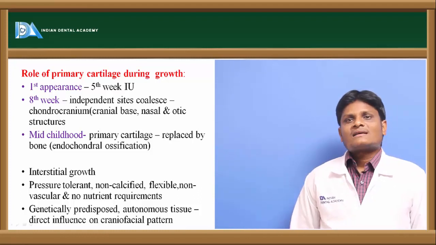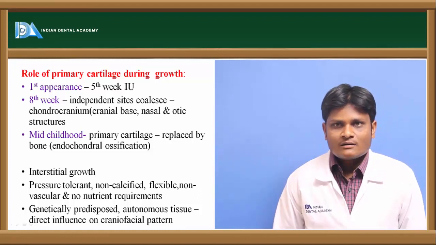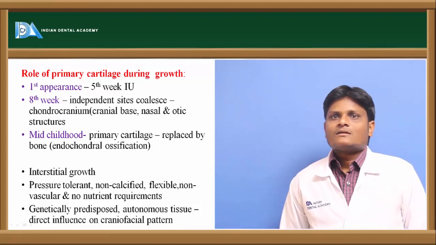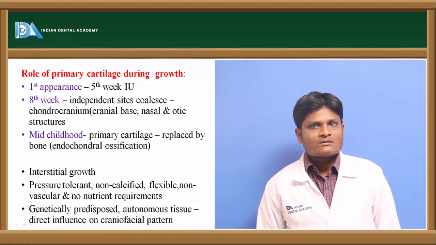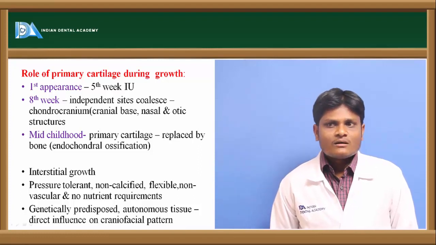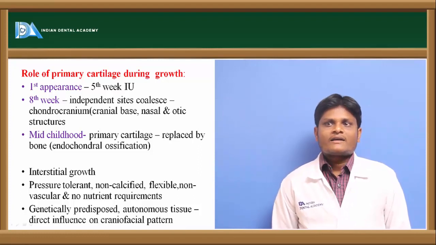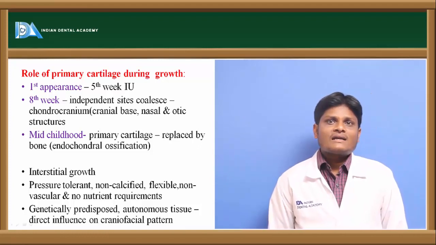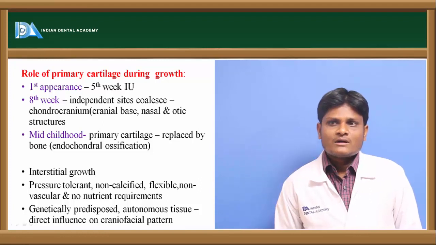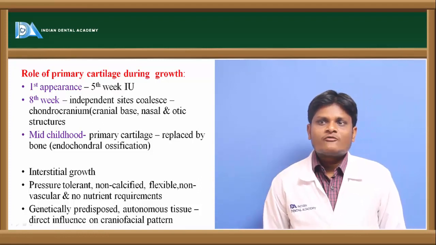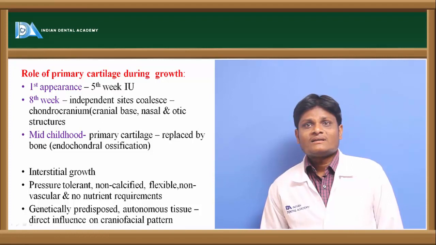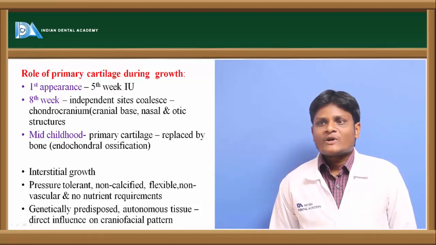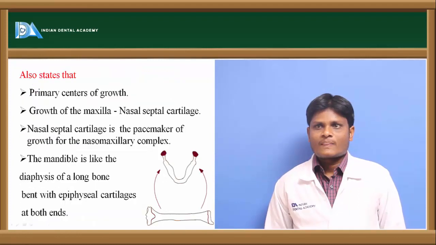Primary cartilage thus has its own growth potential. It grows by interstitial growth and is very tolerant to pressure, flexible, avascular, and does not require any nutrient supply. The primary cartilage is a genetically predisposed autonomous tissue which can be influenced directly by hormones, which in turn influences the development of the craniofacial skeleton.